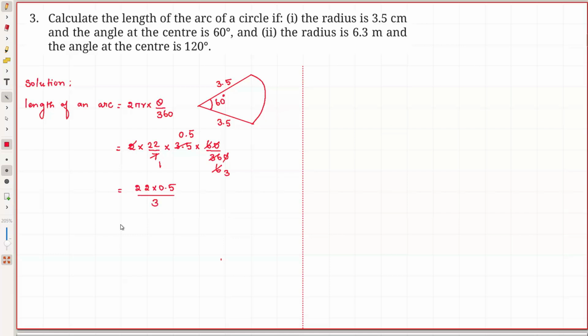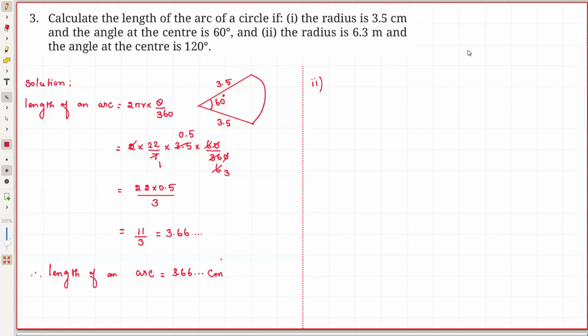Just multiply it. So 22 into 0.5 is 11, so 11 by 3. If you divide 11 by 3, 3 3s are 9, balance 2, it becomes 20. 6 3s are 18, again balance 2, it becomes 20, 6 3s are 18, and it will go on. Therefore the length of an arc is equal to 3.666 centimeter.